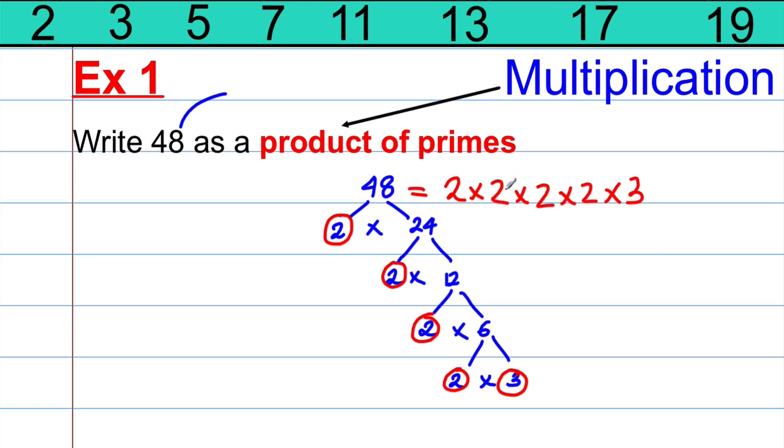And we'll check it. 2 multiplied by 2 is 4, multiplied by 2 is 8, multiplied by 2 is 16, multiplied by 3 is actually 48. And for those of you who know this already, you may look up index notation. You can write that as 2 to the power of 4 multiplied by 3, because there are 4 2s multiplying together. Let's do another one.